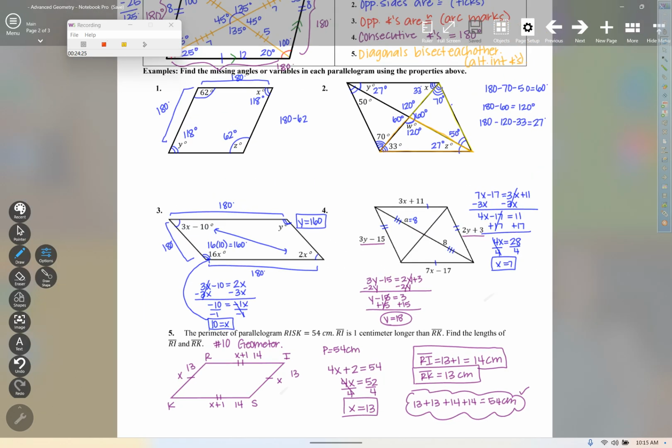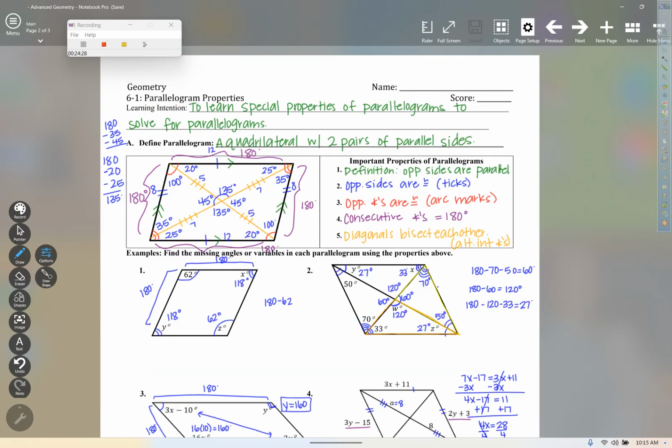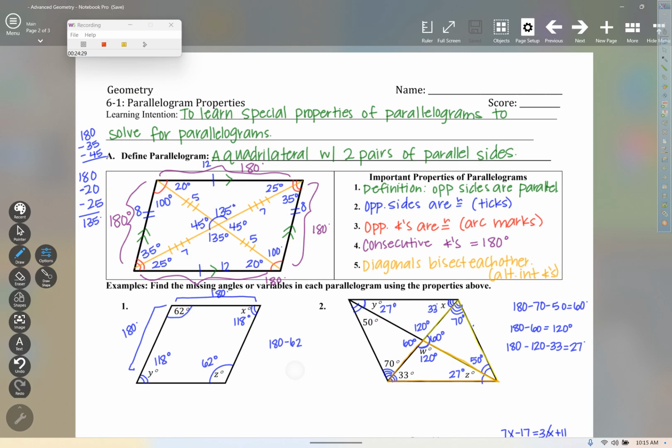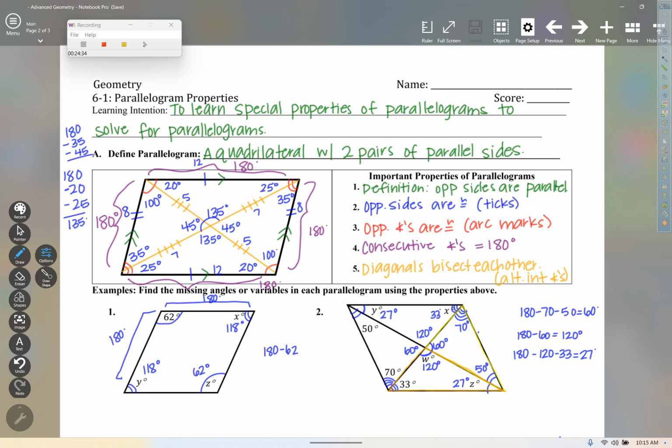Okay, we are finished with 6-1 notes. The back is your homework. Just a reminder that you do have to have these properties memorized by test day. And we try to do 1 to 2 pictures a day. So today was parallelograms. And we'll fill this out tomorrow. All right, see you guys.